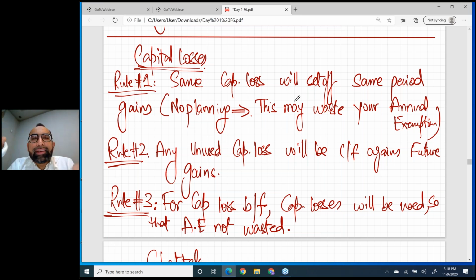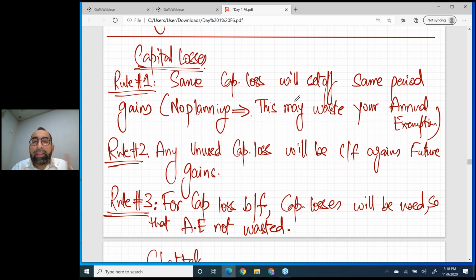So listen, in bad days, that means in loss days, the tax department gives you relief. What is the relief? Rule number one. If in one fiscal year there is one capital gain and one capital loss, they just set off each other without your permission. They don't take your permission.